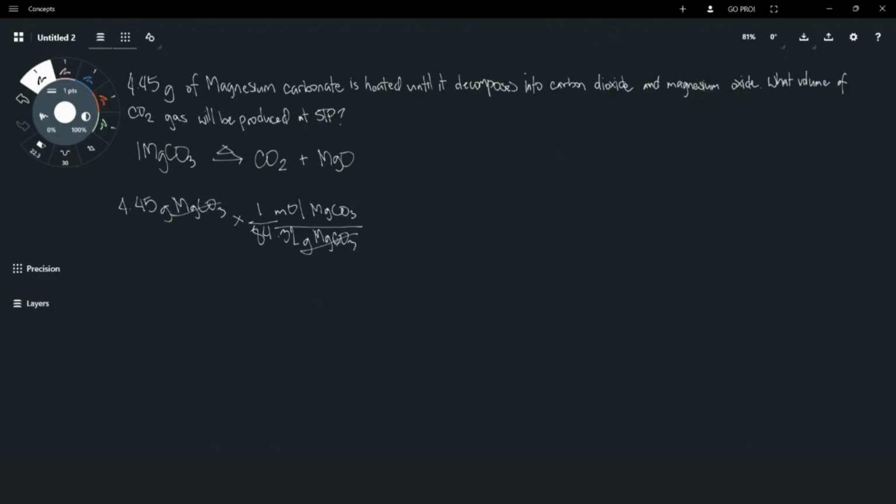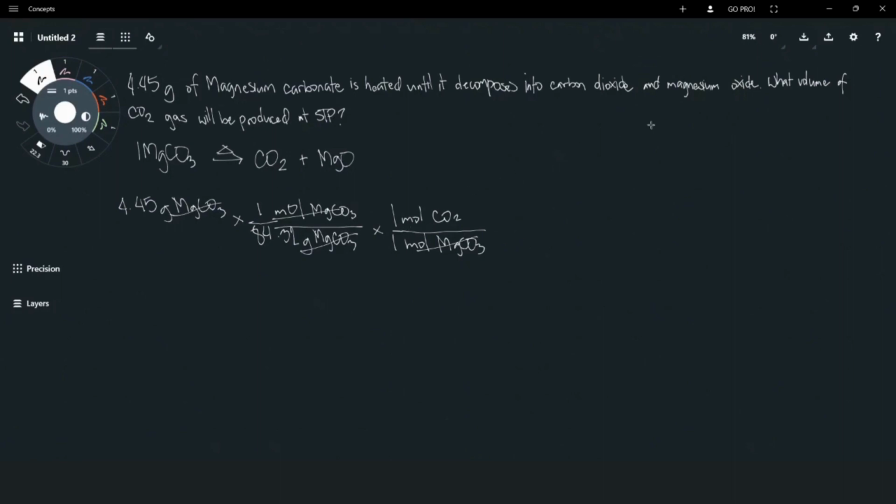Cancel that. And now that it is in mole form, we can convert magnesium carbonate into carbon dioxide using the mole ratio. So that is 1 mole of magnesium carbonate, and according to our balanced equation, 1 mole of magnesium carbonate converts into 1 mole of carbon dioxide. Again, you can cancel the units.